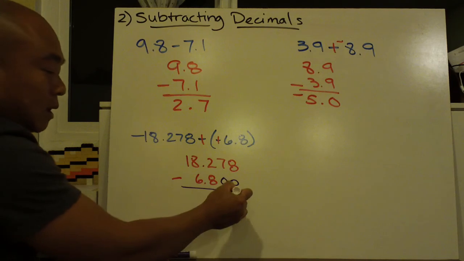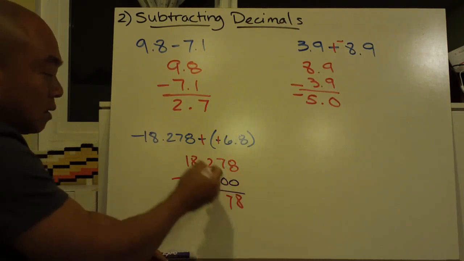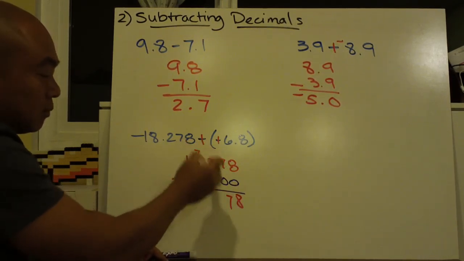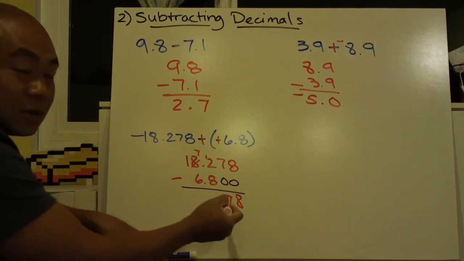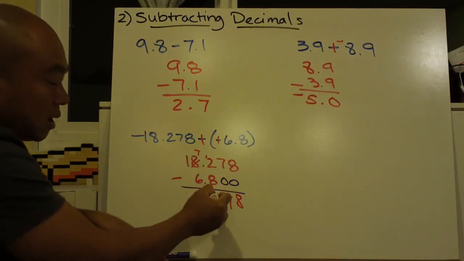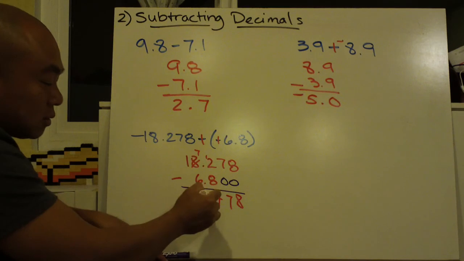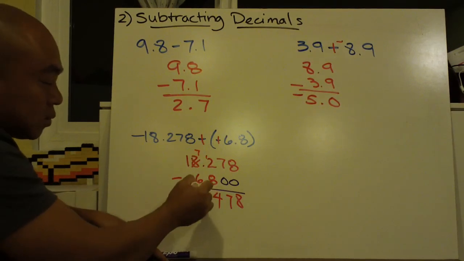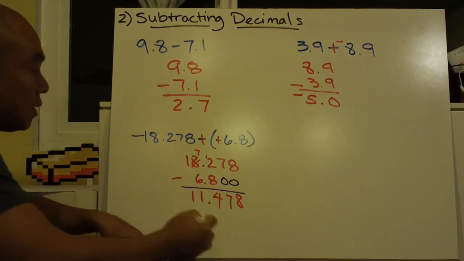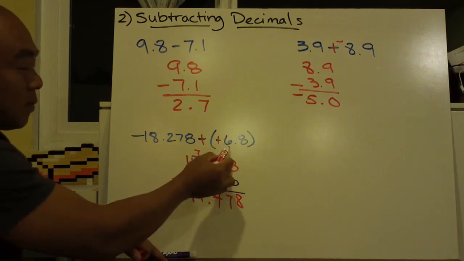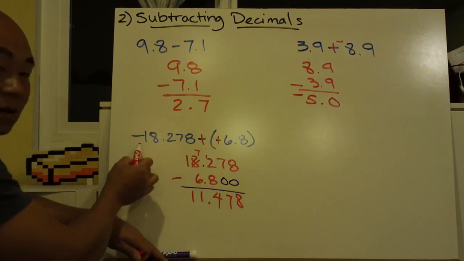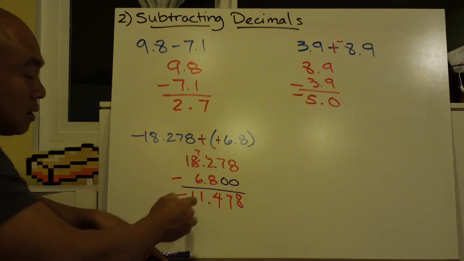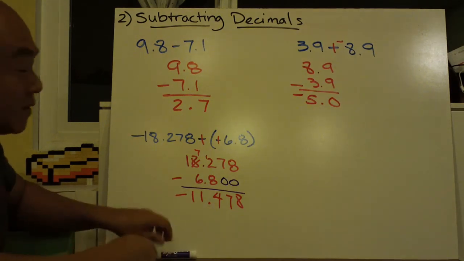Subtract them. 8, 7. 2 minus 8, I'm going to have to borrow. That brings me down to 12. 12 minus 8 is going to give me 4, your decimal. 7 minus 6 is 1, and 1. Now, looking at your number again, you have a positive number here and a negative number here. Your answer will be a negative 11 and 478,000.